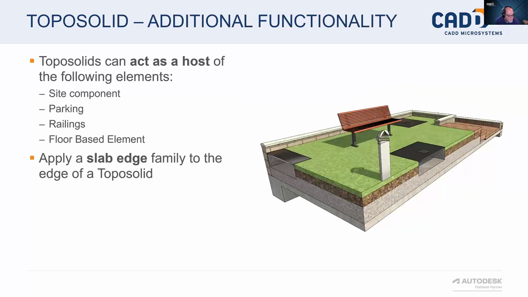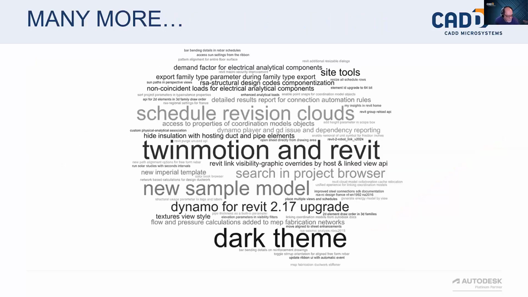And finally, it's got the ability to act as a host. So now we can host things to this topo solid. So if we have site components or parking components or even rails, I know a lot of people use rails on sites for different reasons, we can now host that, and it will take the angle and the shape of the topo surface, topo solid, sorry, and we're able to host things to that. So the topo solid command is pretty neat. If you haven't had a chance to play with it, take a look at it. It's a fun tool to play with.